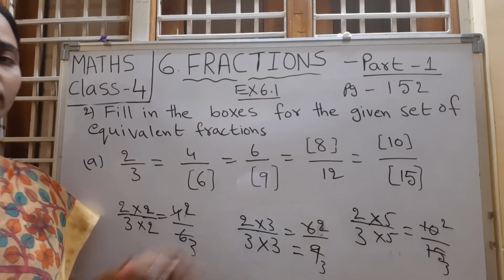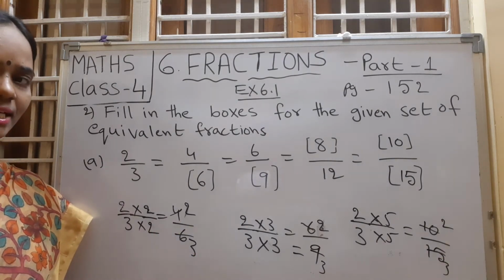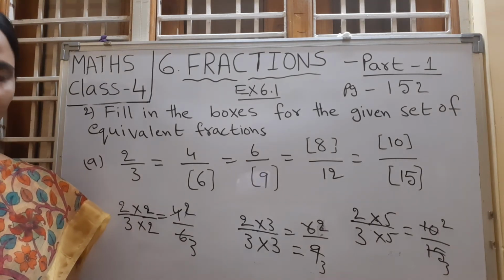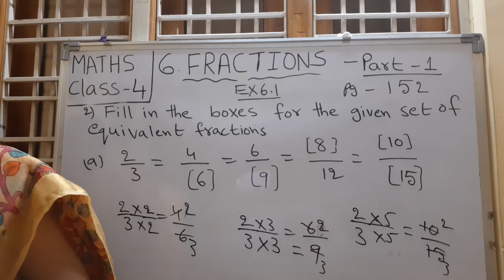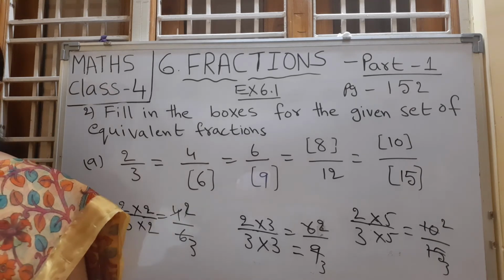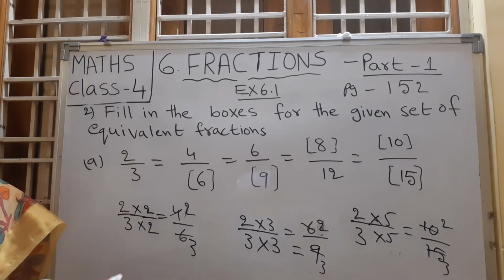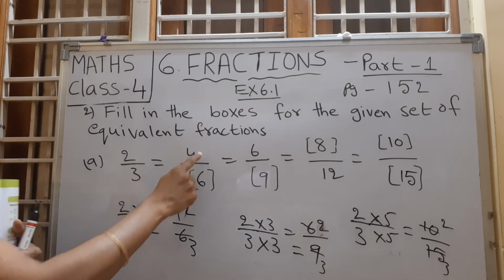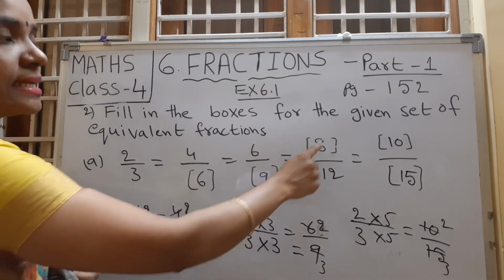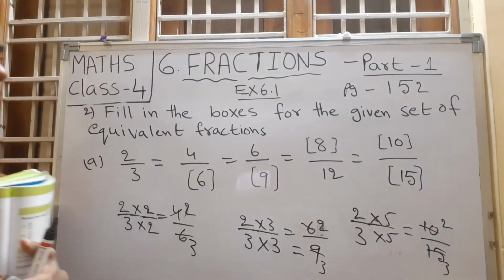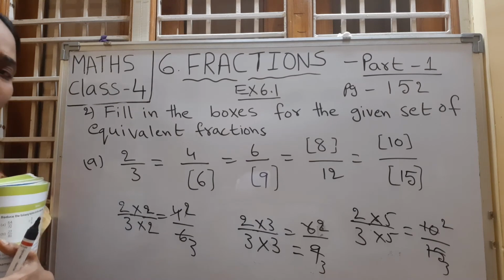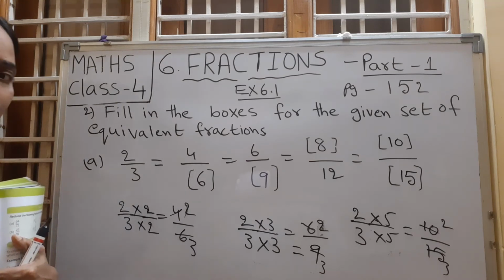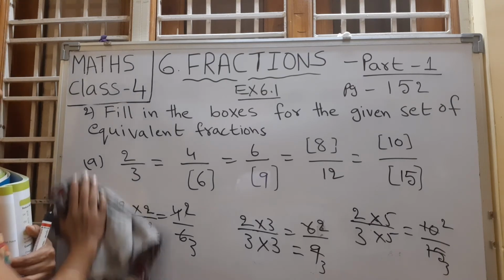So in this way we will fill the numbers. Note it down, children. I will take the next example. Note it down. B example also I want to take now. Yes. So 2 by 3 is equal to 4 by 6. Next 6 by 9. Next 8 by 12. 10 by 15. So these are the equivalent fractions. Set of equivalent fractions. Yes, children. Shall I rub the board? Yes. Next take the B bit.